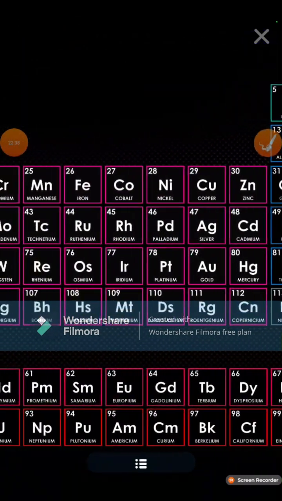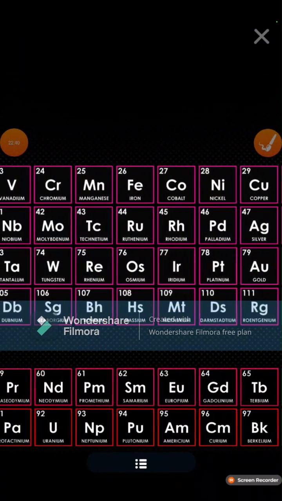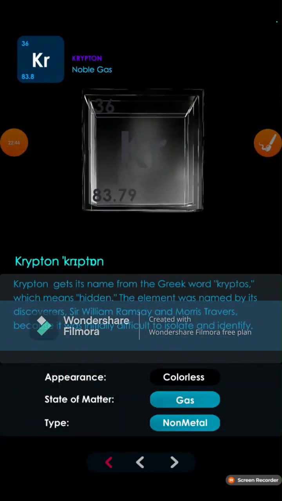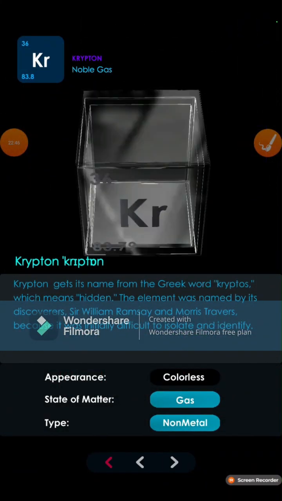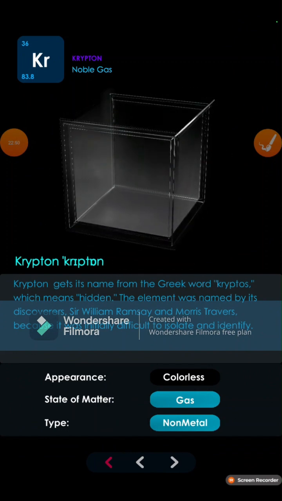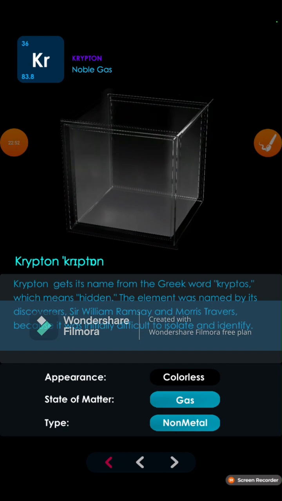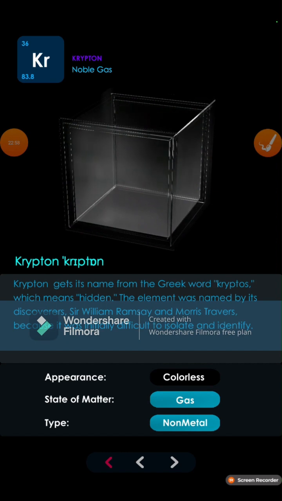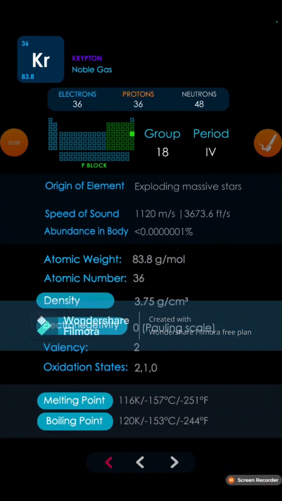So let's check some other element. Krypton is next. Where is krypton? Here is krypton. It is a colorless gas and a non-metal. You may have heard of a Superman movie with a dog named Krypto. Krypton comes from kryptos, which means hidden. Its density is 3.75 grams per centimeter cubed.